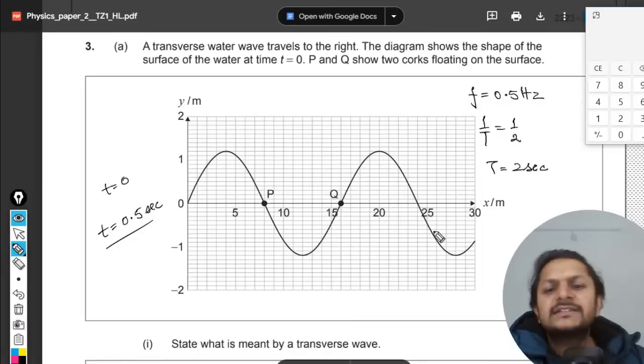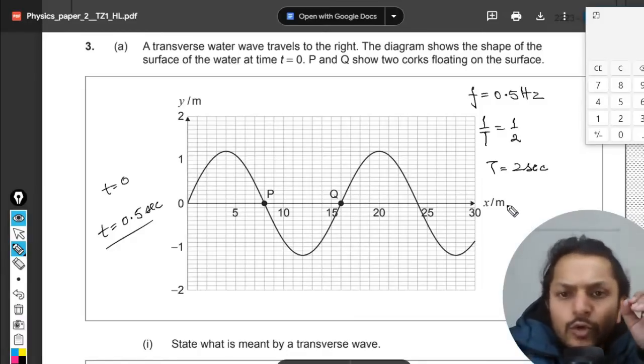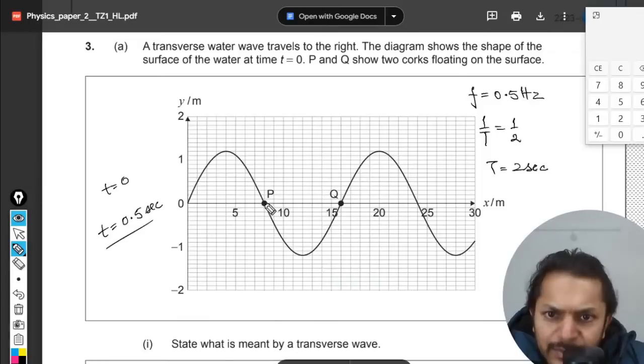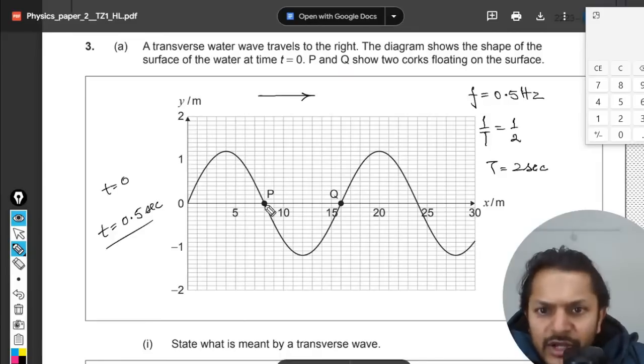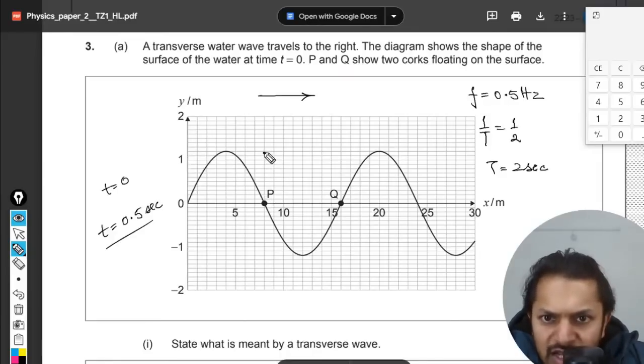So 2 seconds. If I'm now going to talk about the particle P, you see the particle P, this motion is going towards the right-hand side. So particle P would be going up. So particle P goes up and then it would be coming down. It will go further down and then it will go further up.